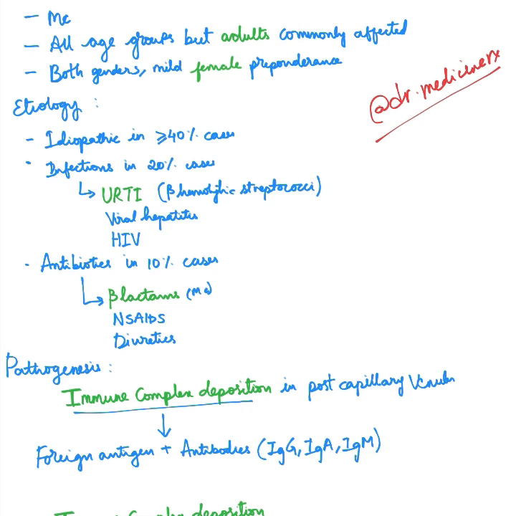In 20% of cases, a preceding upper respiratory tract infection might be present, most commonly caused by beta hemolytic streptococci. Other infections such as viral hepatitis and HIV can also be present. And in 10% of cases, drugs are responsible, especially antibiotics, of which beta-lactams are the most common cause, and other categories of drugs such as NSAIDs and diuretics can also be responsible.